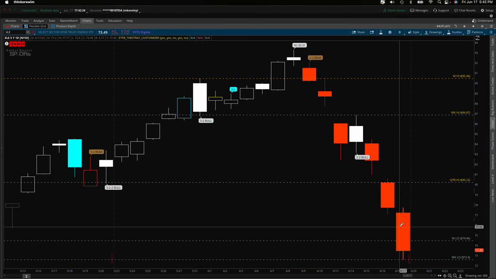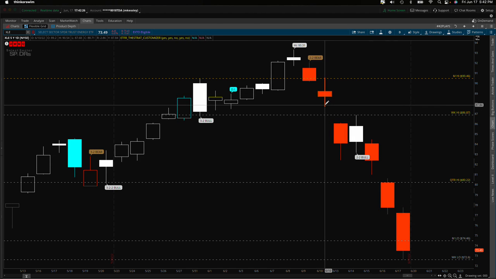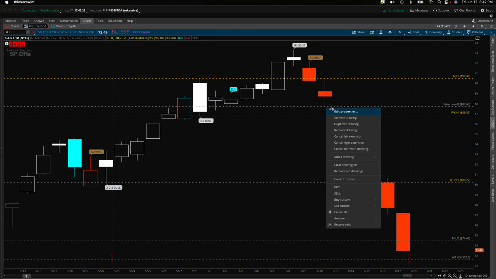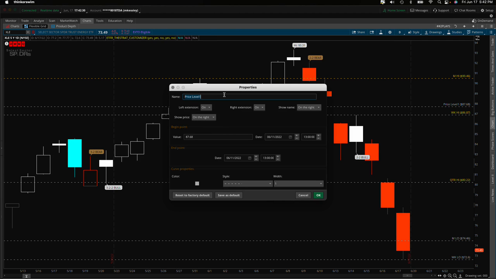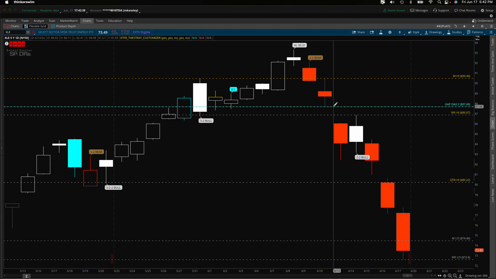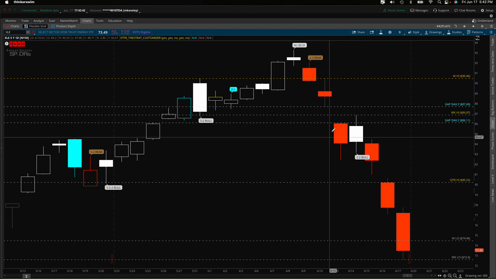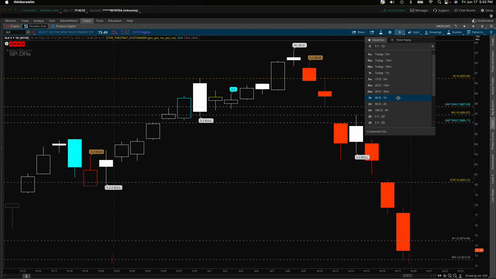So now we'll look at the gaps. We see a gap here. So we'll highlight this. And then we'll duplicate. So we have one gap there. We have a slight gap here, but I'm sure it'll be much more significant on the hourly chart. So let's go down to the hourly chart.